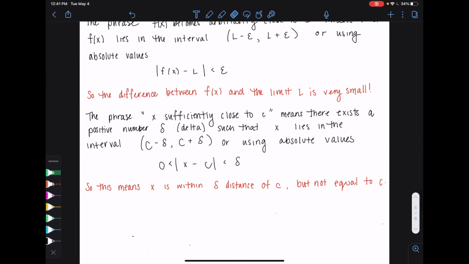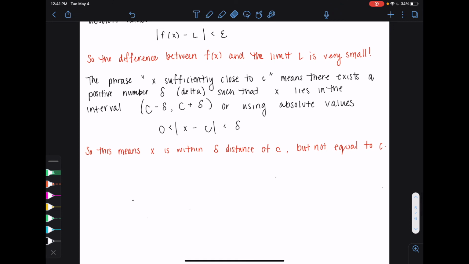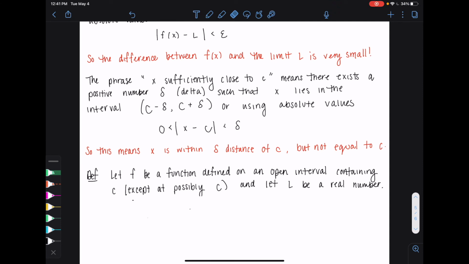Okay? So this is our formal, precise definition for a limit. We're going to let f be a function defined on an open interval containing c. Don't care what happens at c. And L is going to be a real number.